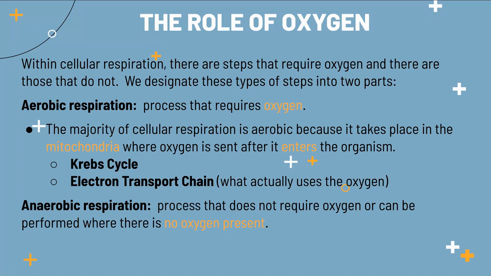And these two steps that require oxygen specifically are the Krebs cycle and the electron transport chain. And the electron transport chain is going to be what uses the oxygen in the end to create the water for us. And then we also have anaerobic respiration. And anaerobic respiration is a process that does not require oxygen or can be performed where there is no oxygen present.